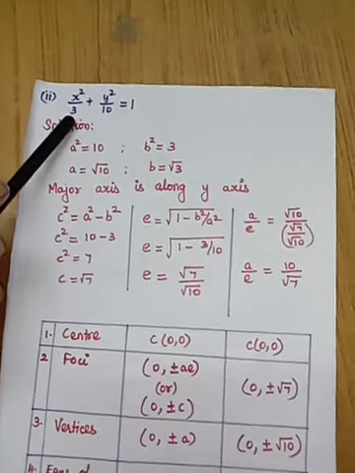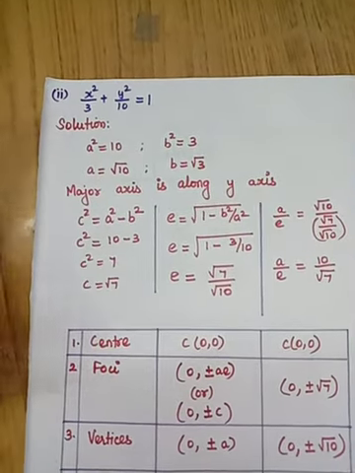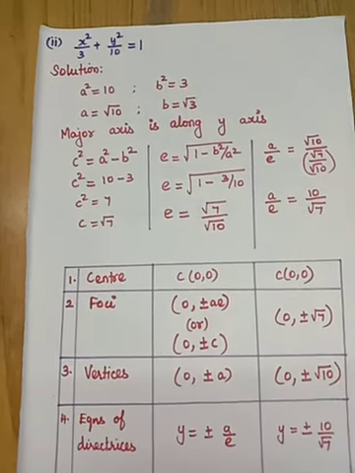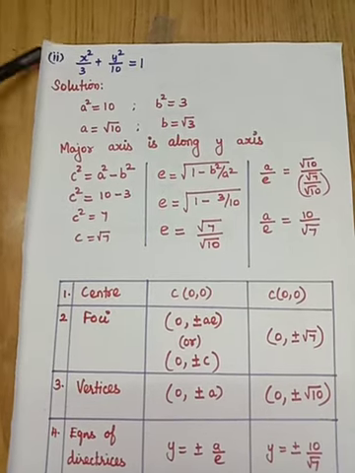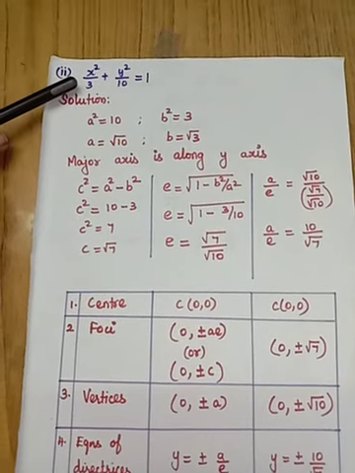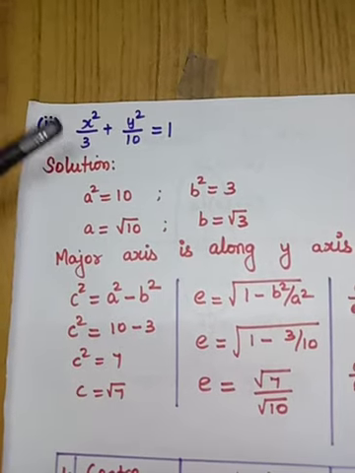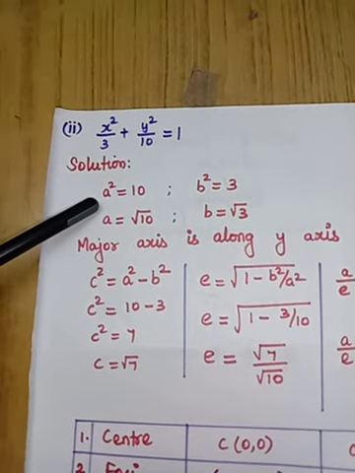X squared by 3 plus y squared by 10 is equal to 1. Okay, so we have to write the same result. What are the results? Center, foci, vertices and equation of directrices for this ellipse. So on seeing this equation, first you have to decide which is the bigger number. So here 3, 10, which is the bigger number? 10. So that has to be taken as A squared.